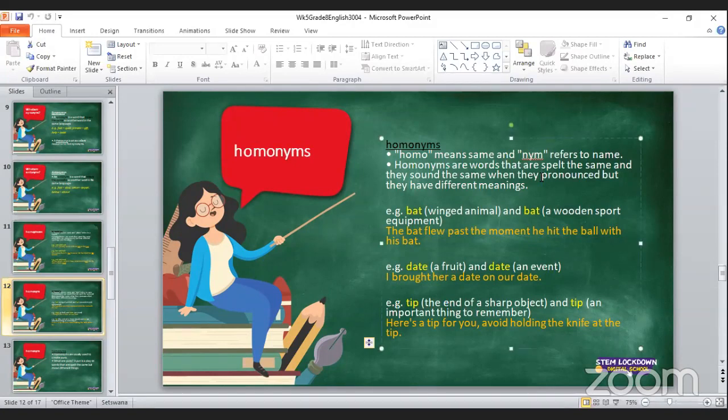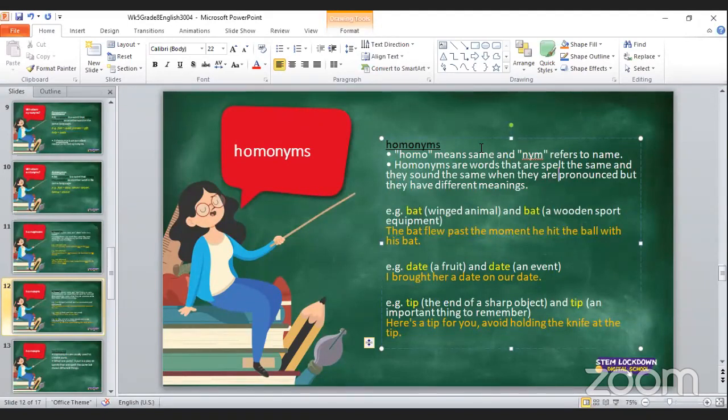Let me go through that again. Homonyms are words that are spelled the same and sound the same when they are pronounced, but they have different meanings. That kind of sounds a bit tricky. But a good way to remember this is from my first definition of homonym: homo means the same, nym refers to name. So homonyms are words which have the same name, which means they are spelled the same. We write them the same, they sound the same when we pronounce them, but they have different meanings, right?